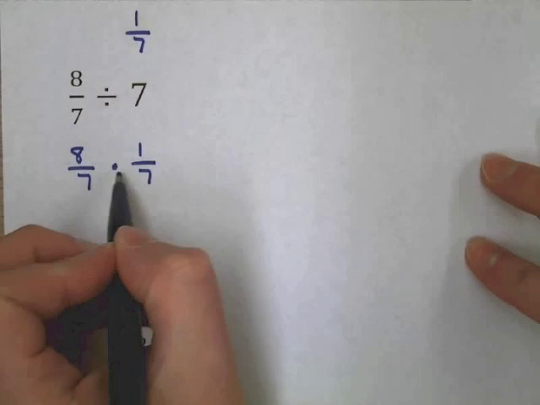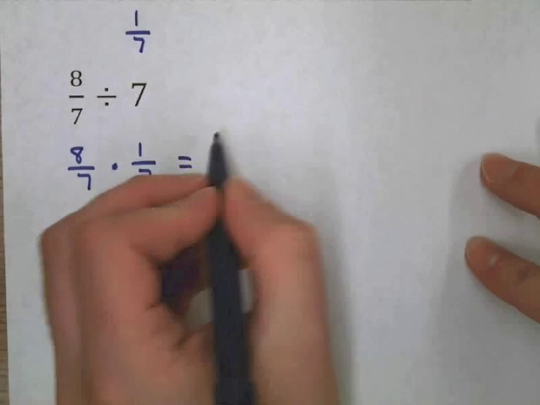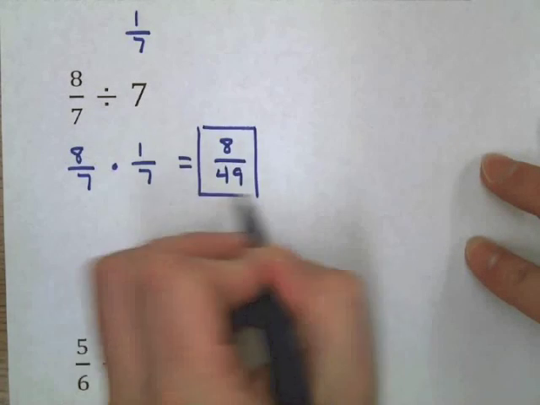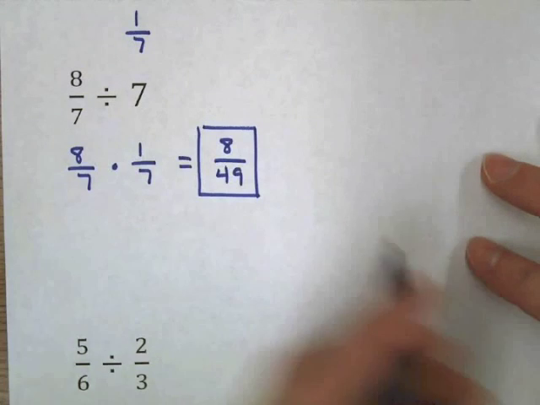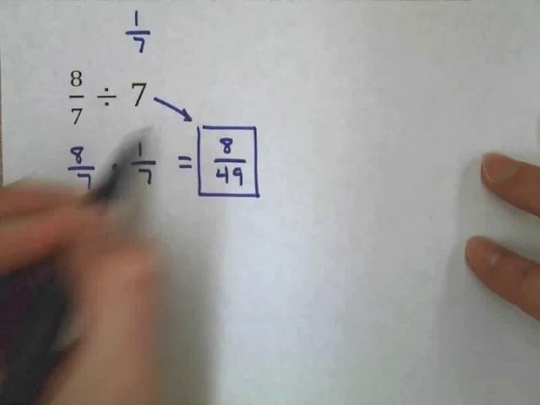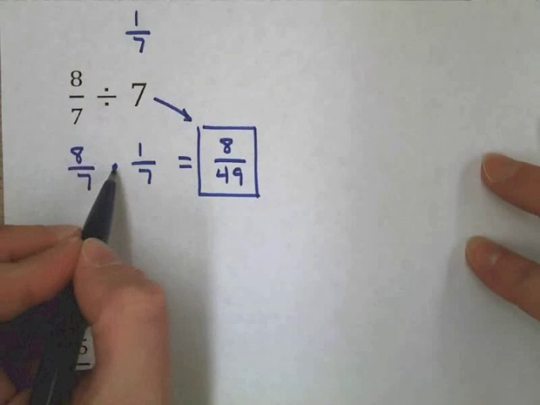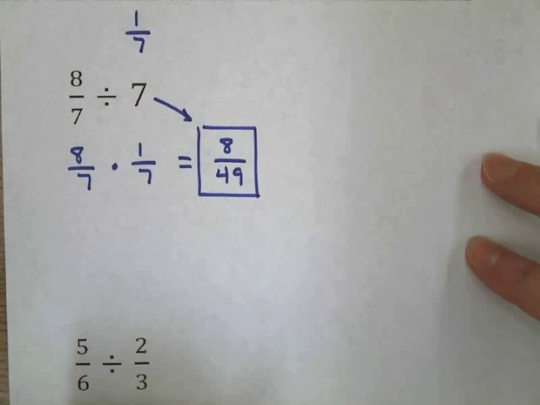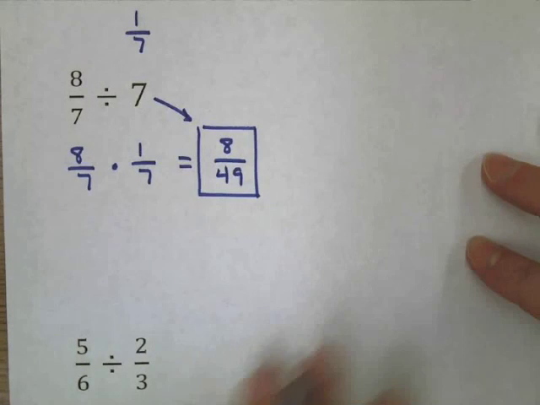So 8/7 times 1/7 is 8/49. And that is my solution to this problem. So 8/7 divided by 7, which is the same as saying 8/7 times 1/7, is equal to 8/49. Let's take a look at one more.